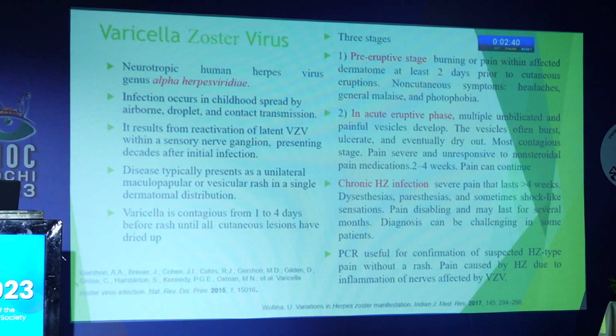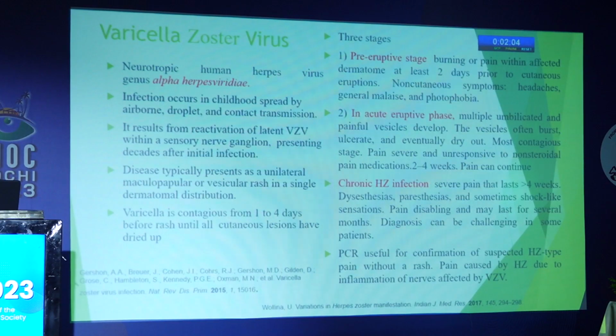There are three stages. First, the pre-eruptive stage: there is a burning or pain within the affected dermatome at least 2 days prior to cutaneous eruptions, and associated symptoms can be headache, general malaise, photophobia. In the acute eruptive phase, there are multiple umbilicated painful vesicles. Then they burst, ulcerate, and eventually dry out. This is the most contagious stage, and pain can be severe and unresponsive. Chronic stage: if there is severe pain that lasts more than 4 weeks, there is dysesthesia, paresthesia, and a shock-like sensation can also be there.